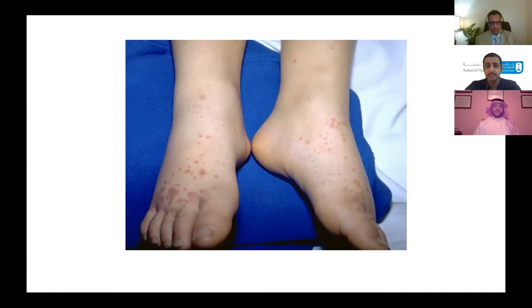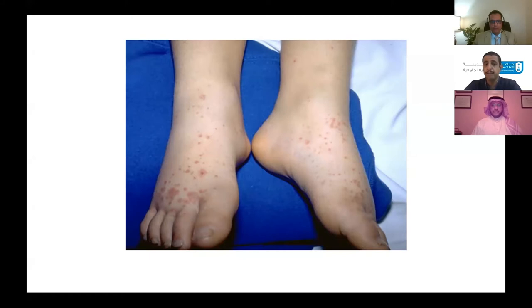Non-blanching rash, papules. Okay, this is an HSP. Henoch-Schönlein purpura is quite common as well, a small blood vessel disease. Those patients usually come with skin rash, up to 100% of the patients should have it. And they will have other clinical manifestations, including joint pain and abdominal pain.